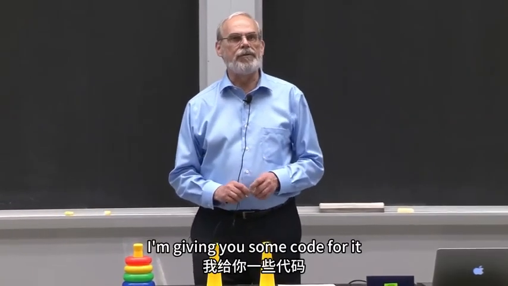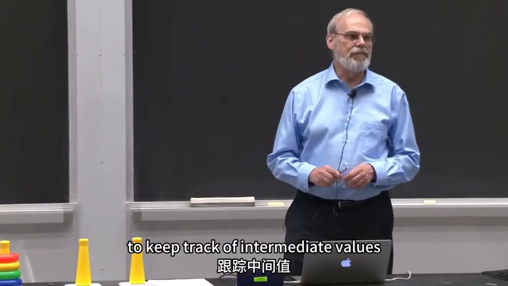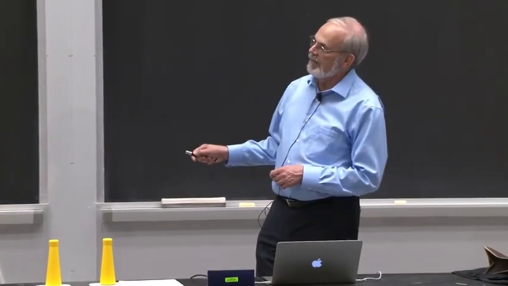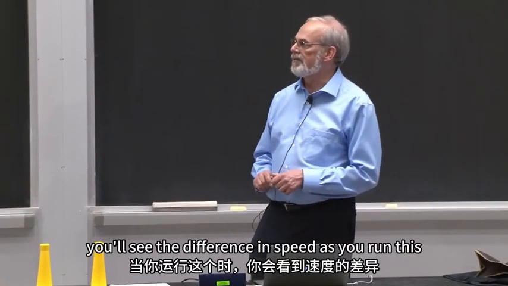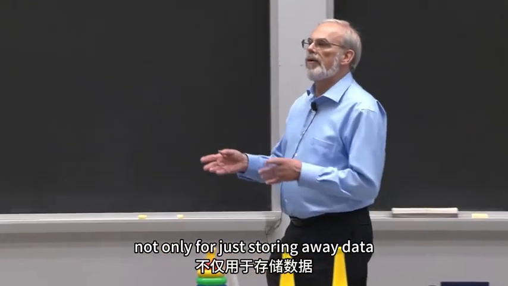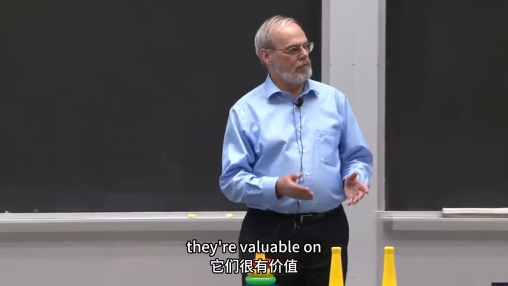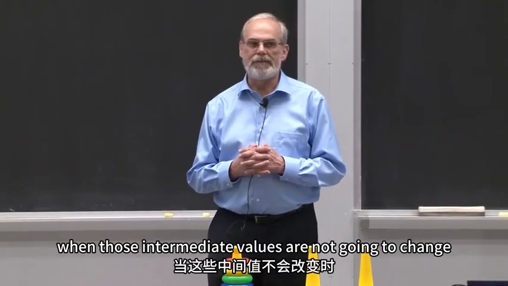I've given you some code for it. You can try it and see how long it takes. Using the dictionary to keep track of intermediate values, it takes 65 calls. And if you try it, you'll see the difference in speed as you run this. So dictionaries are valuable not only for just storing away data, they're valuable on procedure calls when those intermediate values are not going to change.